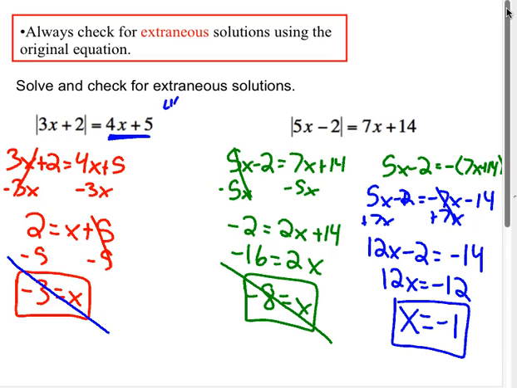Let's check this one. So 7 times negative 1 plus 14. So that's going to give me a positive 7. So that does work, okay? An absolute value can be set equal to a positive number. In fact, it should be. So that x equals negative 1, that is my only solution in this case, okay? The other one, the negative 8, is extraneous.